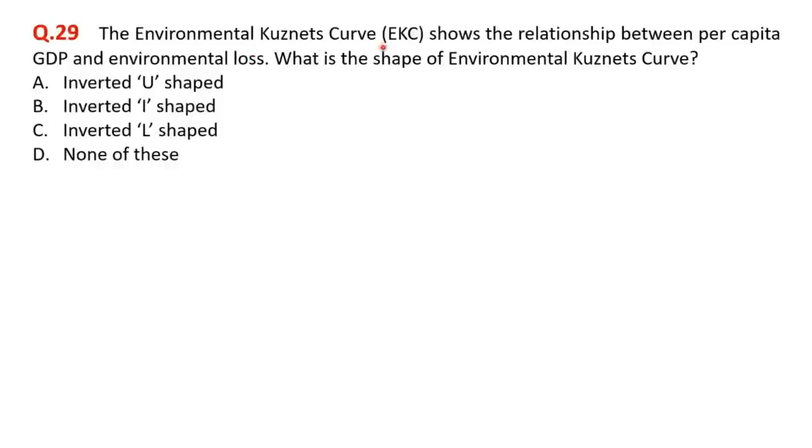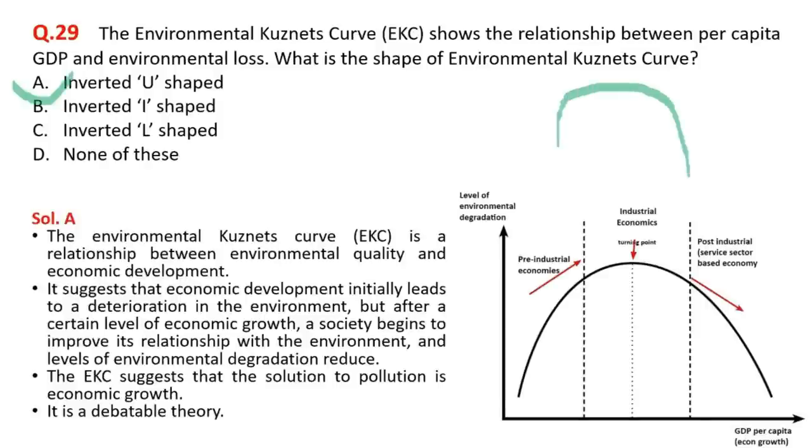The environmental Kuznets curve, EKC, shows the relationship between per capita GDP and environmental loss. So what is the shape of this particular curve? The shape is an inverted U. You can see here it is an inverted U. The x axis shows the GDP of any particular country, and the y axis shows the level of environmental degradation. So as our income increases, environmental pollution also increases, that is degradation increases, because industrialization and all increases.